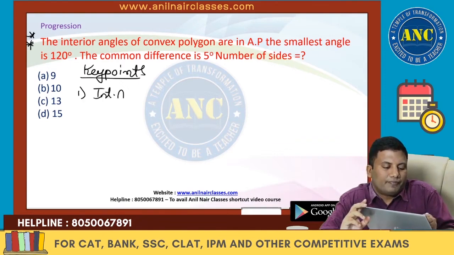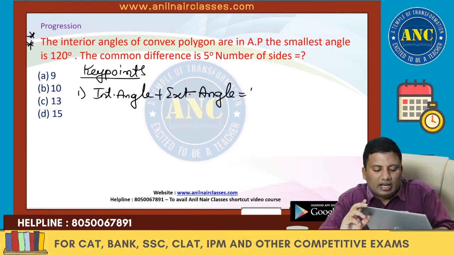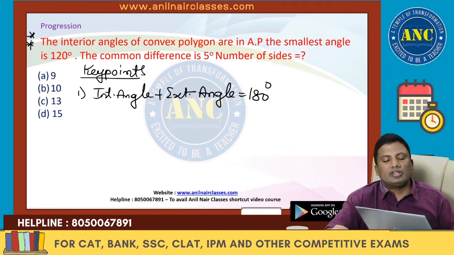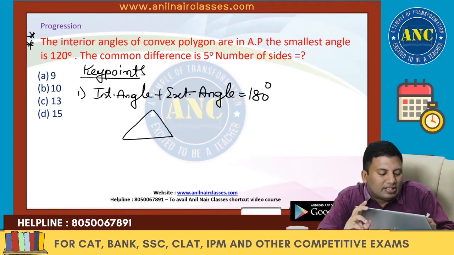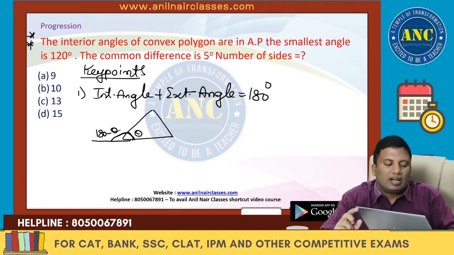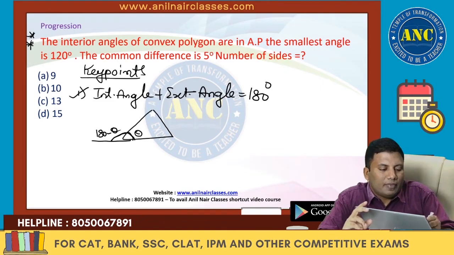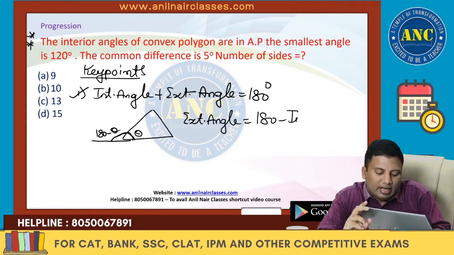Interior angle plus exterior angle, it is always 180 degrees. Why is it? If theta is the interior angle, this is the exterior angle. Because it's a straight line, total angle is 180. So interior plus exterior is nothing but 180. First point, it is clear. Second point, exterior angle is nothing but 180 minus interior angle.